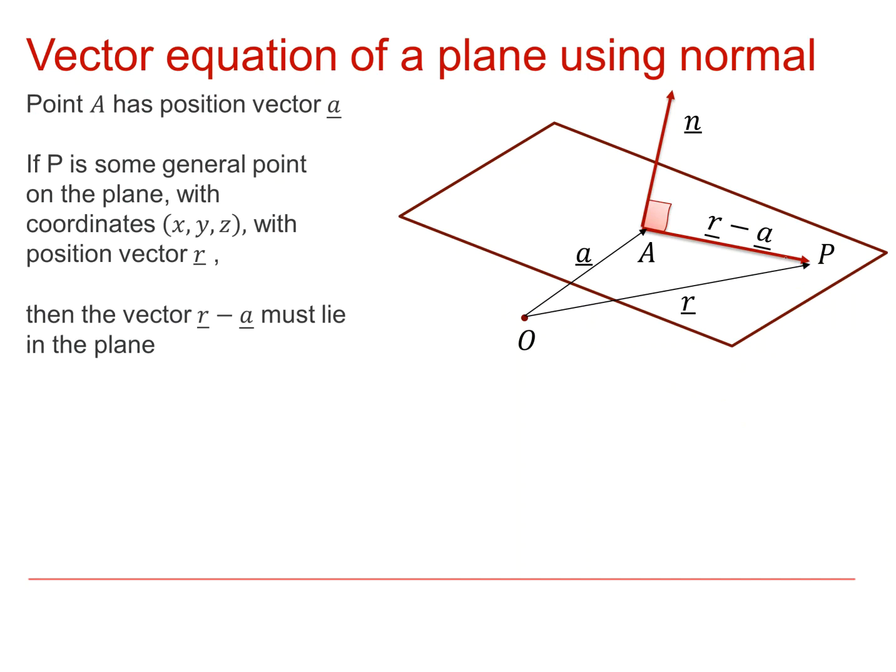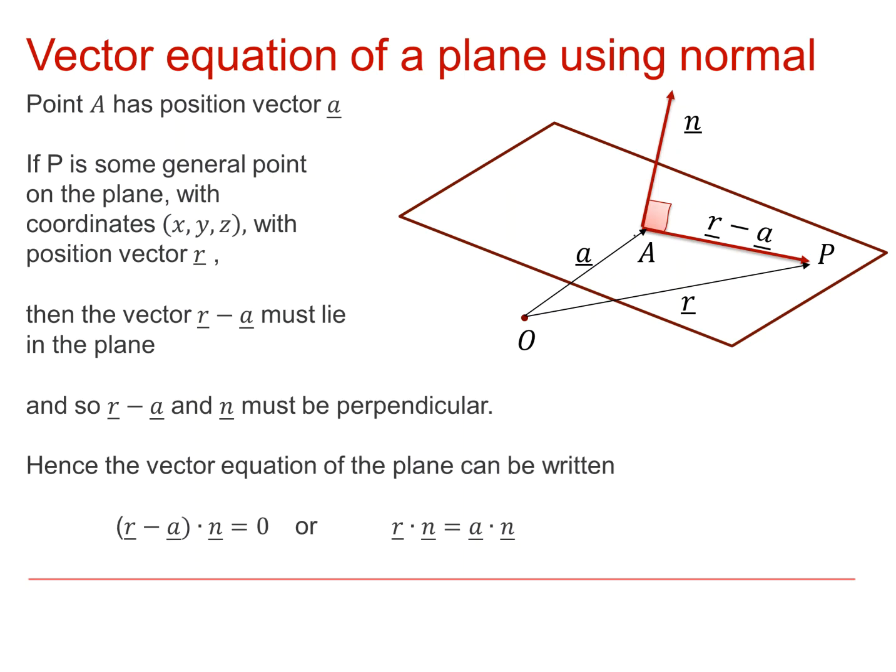If both A and P lie in the plane, then the line joining them, AP, must also lie in the plane. And that means that the vector r minus a must lie in the plane. This means that the vector n, the normal to the plane, must be perpendicular to the vector r minus a. And so their dot product must be 0. The dot product of r minus a with n is 0. And we can rearrange this using our usual rules of algebra to get r dot n is equal to a dot n.